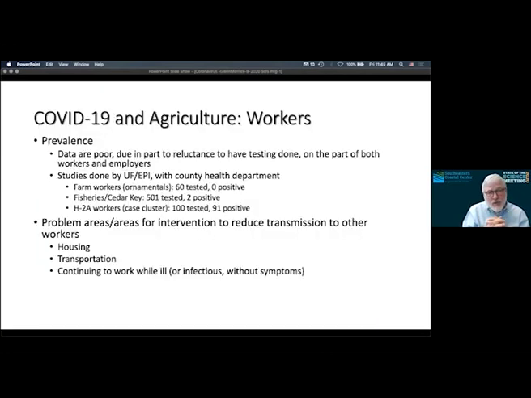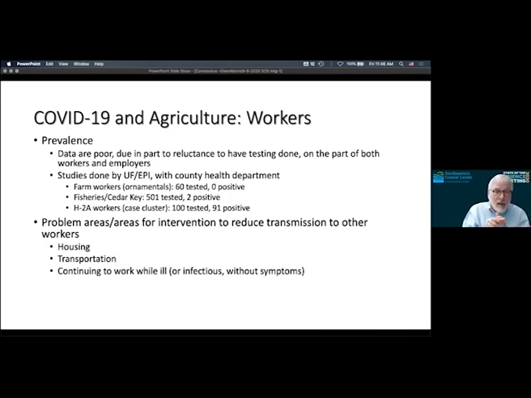So what's been our experience? Well, the problem is we really don't have good data on overall prevalence of COVID-19 among agricultural workers. What we have found from the beginning here in Florida is that workers are not anxious to be tested, because if they turn positive, they're going to be out of work. And so, from the producer, contractor, and worker level, there has not been overwhelming enthusiasm about testing.